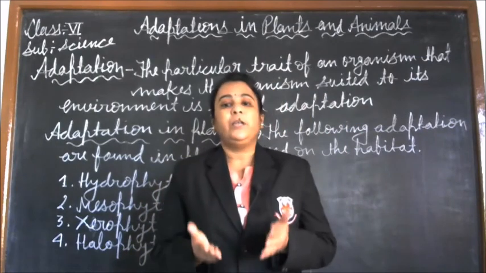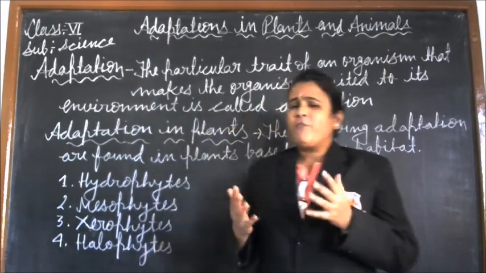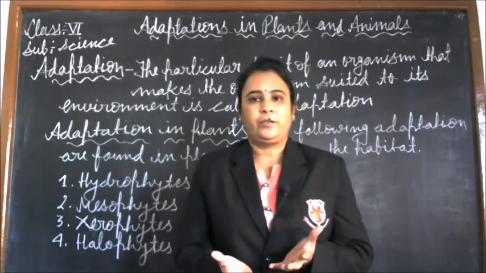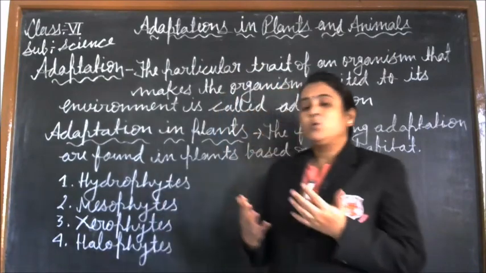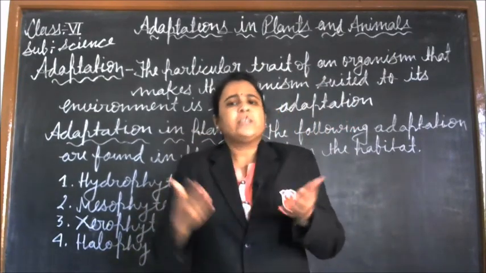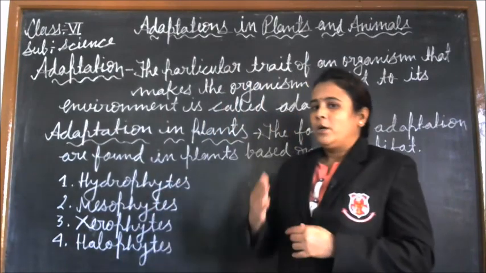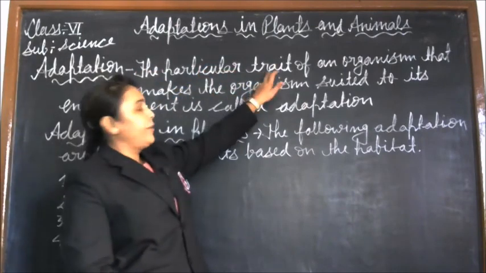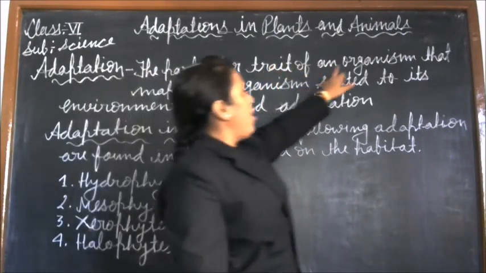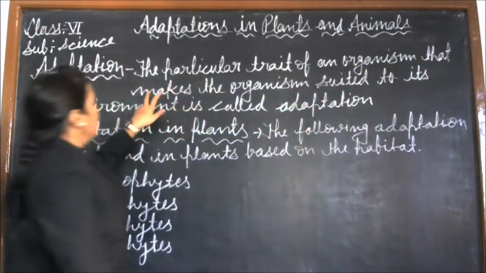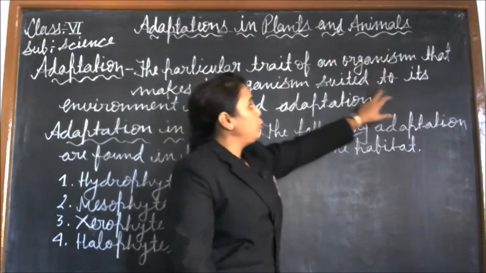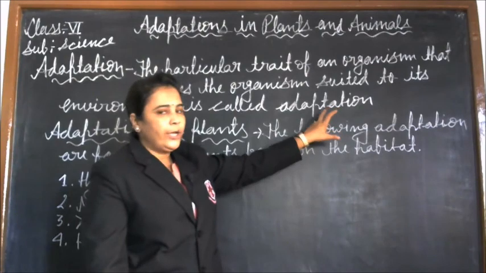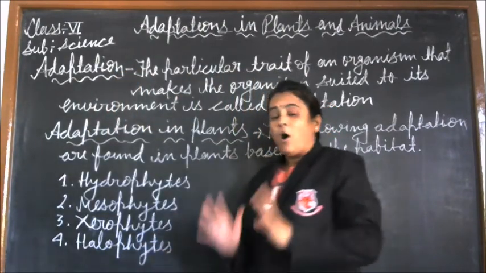The organisms living in these habitats often develop special characteristics to survive in their surroundings, or you can say habitat. Now we can define adaptation. A trait means a characteristic of an organism. A trait that makes the organism suited to its environment is called adaptation.